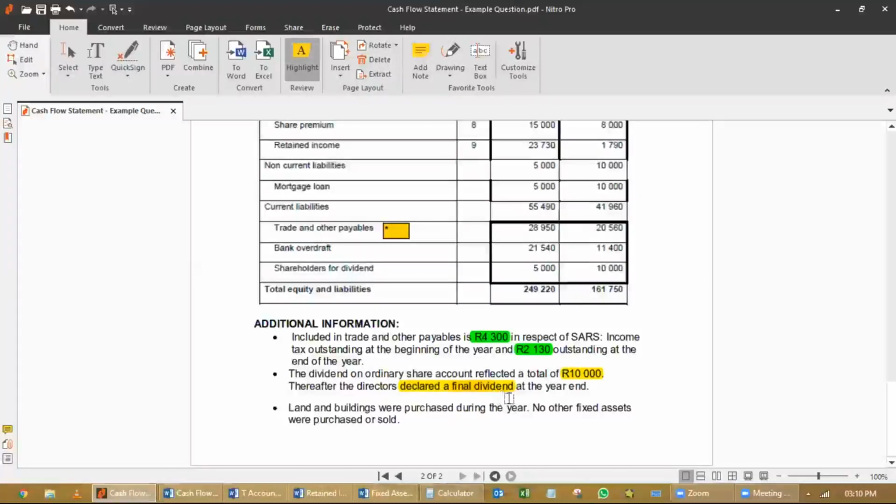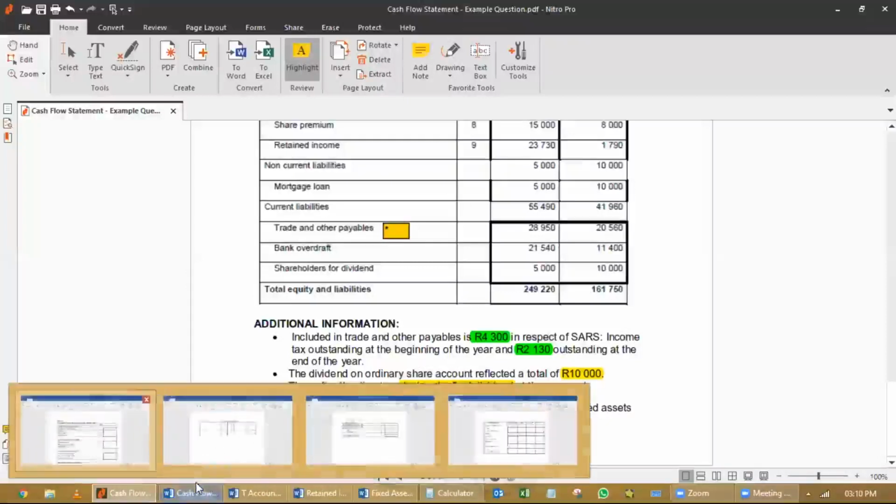Then the last one, it says land and buildings were purchased during the year. No other fixed assets were purchased or sold. So in this case, this company only purchased land and buildings. They didn't sell anything or purchase anything else. So they only bought new land and buildings. Okay, so let's move on.